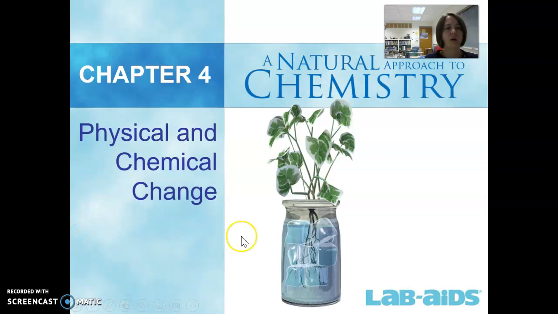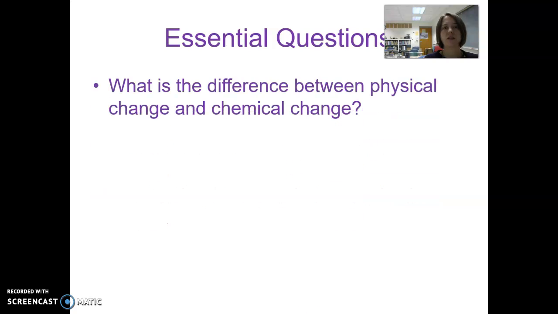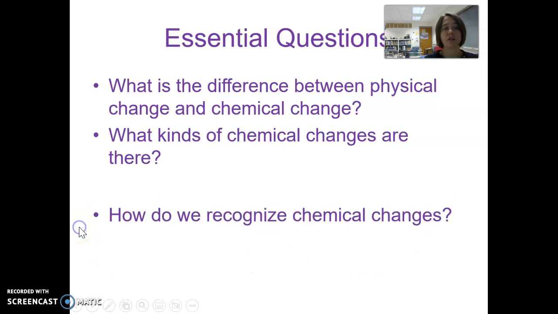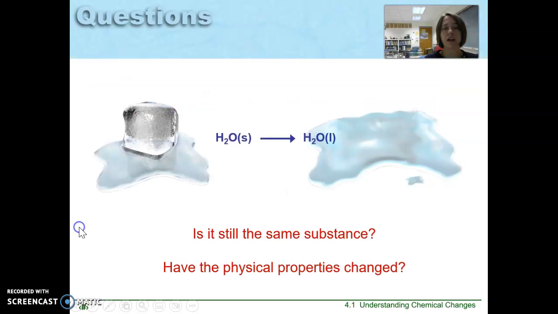So, Part 1, well, actually, all of Chapter 4 is on physical and chemical change. And then Part 1 is about understanding chemical changes. Some essential questions you should be able to answer at the end of the chapter are: what is the difference between physical change and chemical change? What kinds of chemical changes are there? How do we recognize chemical changes?